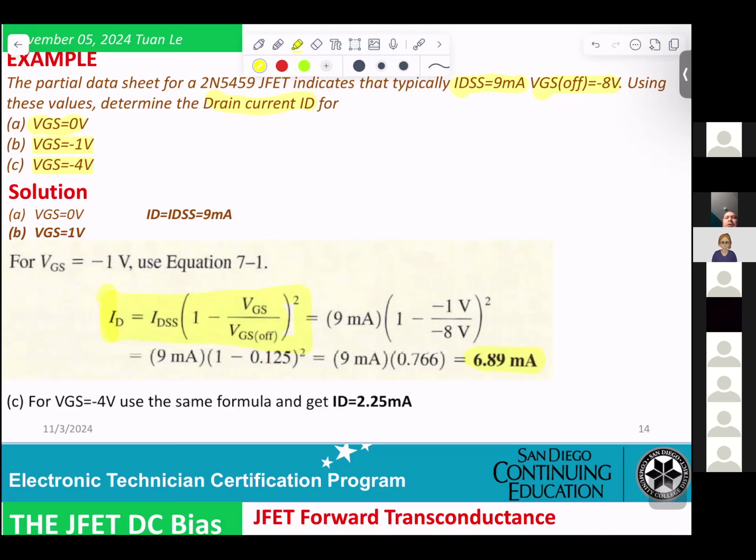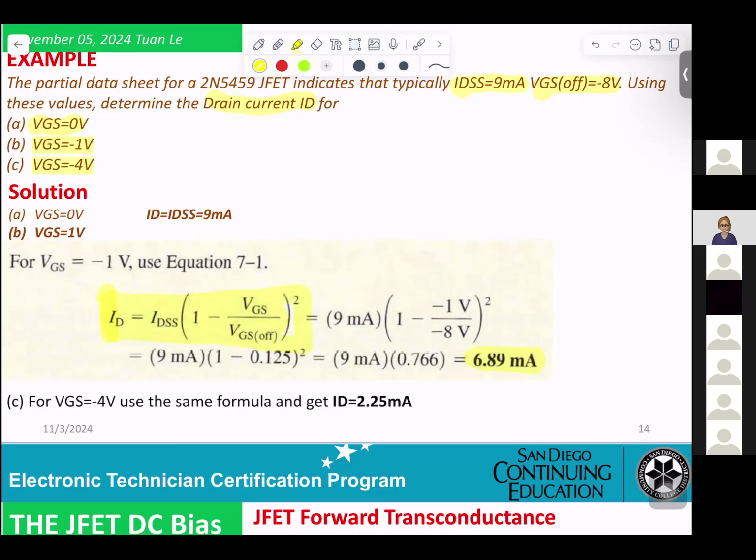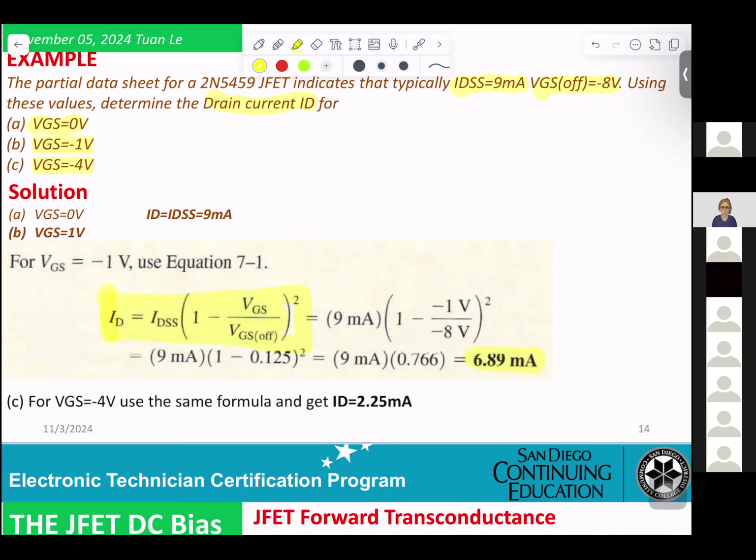Remember, the FET transistor very, very important. Okay? They come after the bipolar transistor. So you have to try to understand at least the basic. That's what we're talking about. If you get the answer, same thing they get, 6.89 milliamp.